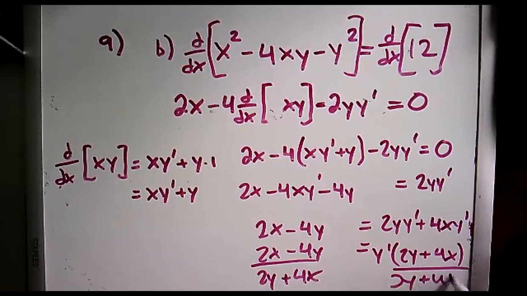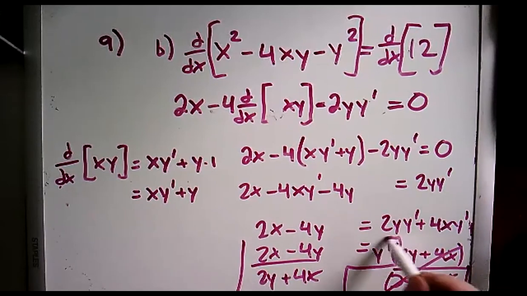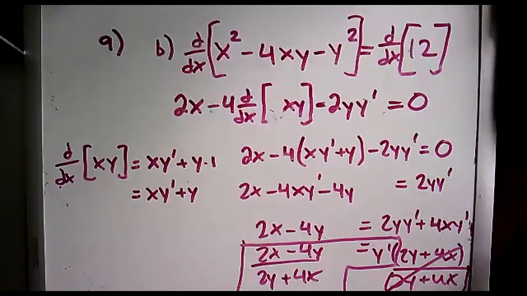2y plus 4x. These things nicely cancel, and I'm left with y prime equals that rational expression there. I guess a couple notes here. It's fine to have x's and y's in your answer because the original mathematical relation had both x's and y's. The other thing I would say about this, be careful, don't go any further.